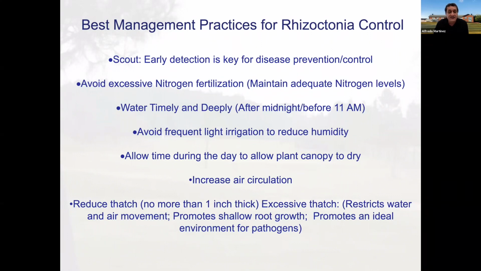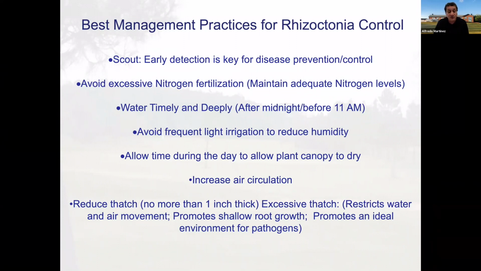The first thing is to scout, and avoid excessive nitrogen fertilization, especially early. Then water management: water timely and deeply, and avoid frequent light irrigation to reduce humidity. It is better to irrigate heavily one time than lightly and frequently. Allow time during the day for the plant canopy to dry, so set the irrigation timer for night or very early in the morning.